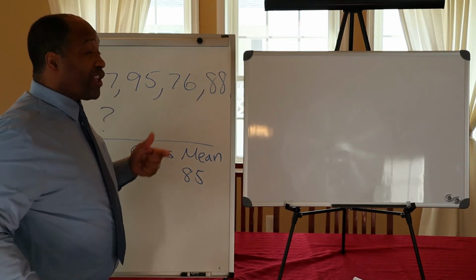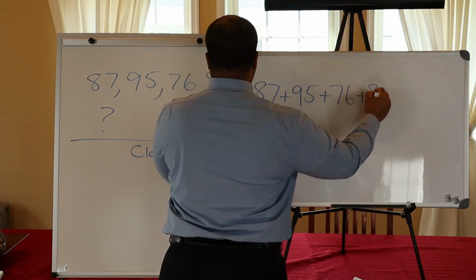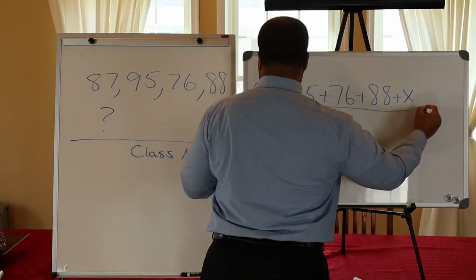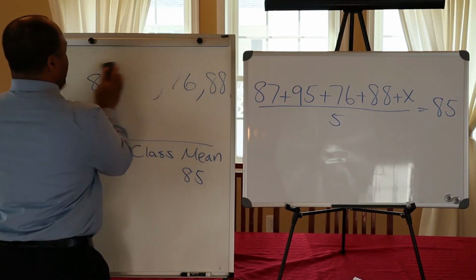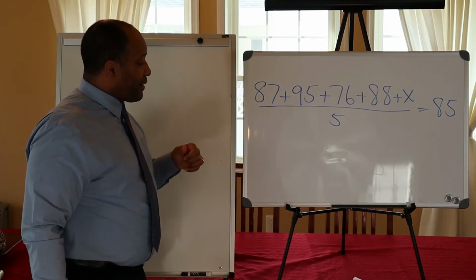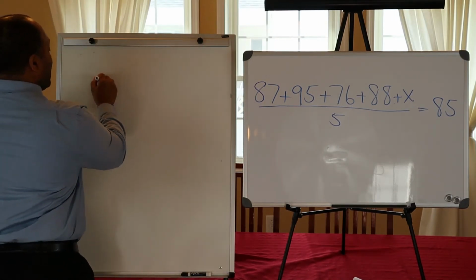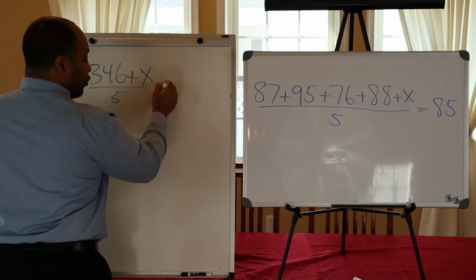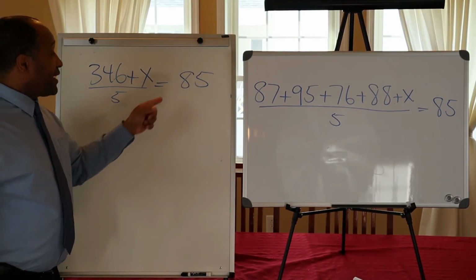So again, let's write this down algebraically. 87 plus 95 plus 76 plus 88 plus x, divided by 5, 1, 2, 3, 4, 5, equals 85. That's what we're trying to get at. If that's the formula for how we need to solve this, we need to add all this up. Adding 87, 95, 76, 88 gives me 346, plus x, divided by 5 equals 85. So 346 plus x divided by 5 equals 85.